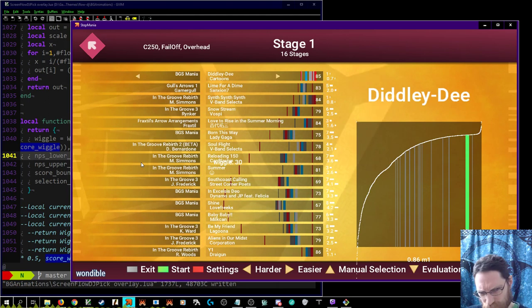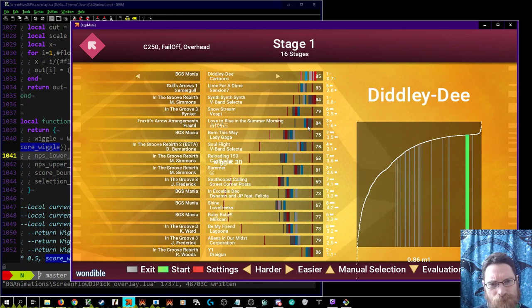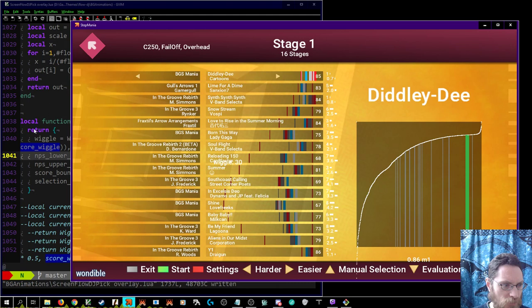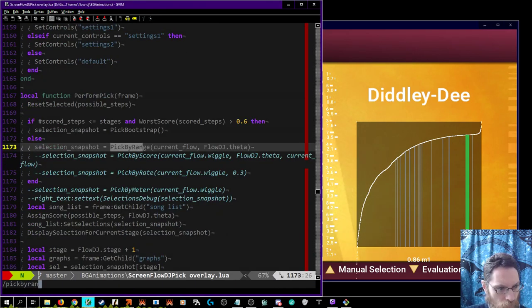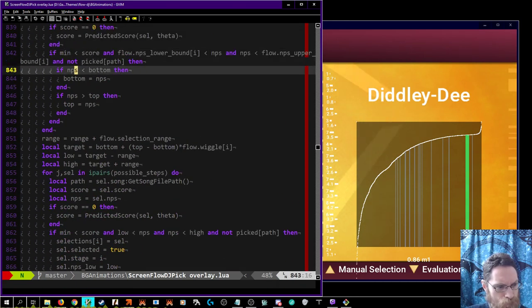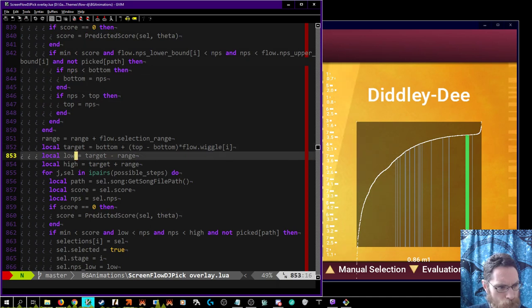Probably won't end up showing the notes per second bound. Also, I need to think about how I incorporate selection range into this. Well, that might actually be an easy one. Well, now I could... Well, I don't think I want to tweak it by the low amount.